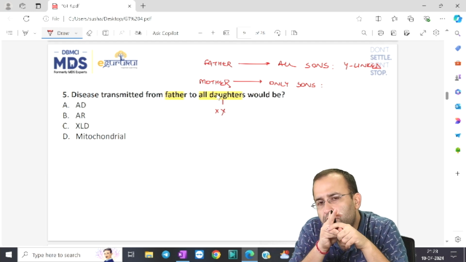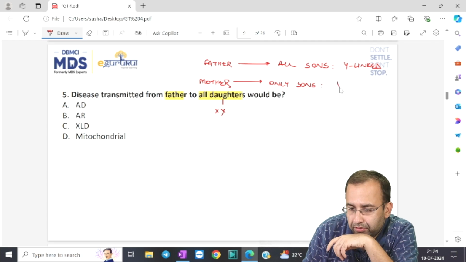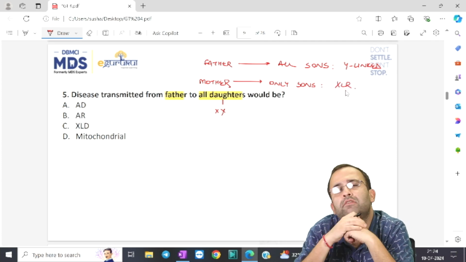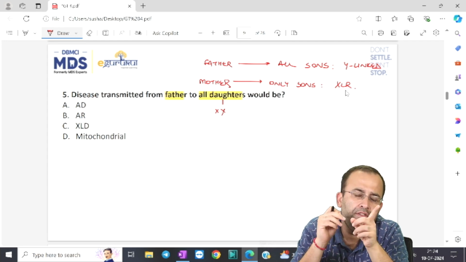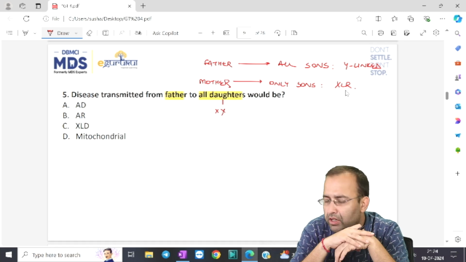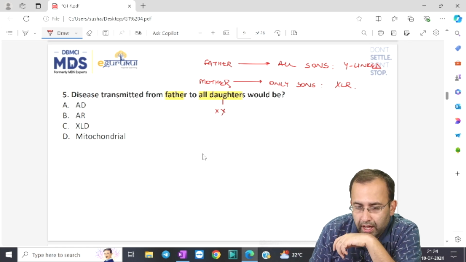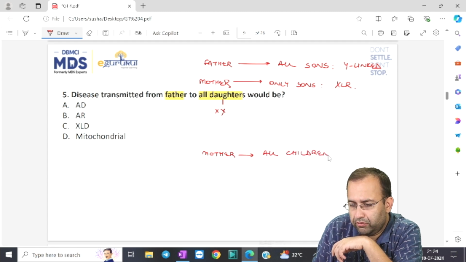If it is going from mother to only sons, not all, only sons, then it is X-linked recessive. Mother gives X chromosome to son. Father gives Y chromosome to son, mother gives X chromosome. Mother to only sons, it is X-linked recessive. Fair enough. Next, if it is going from mother to all children, what do we get from mother? Mitochondria. It is mitochondrial inheritance.